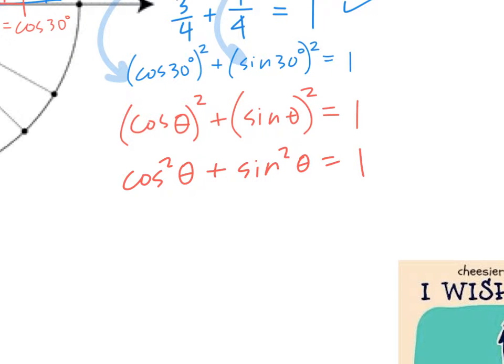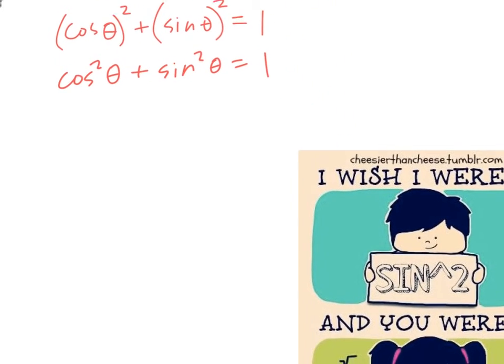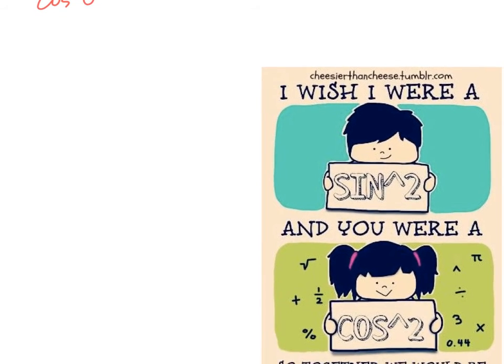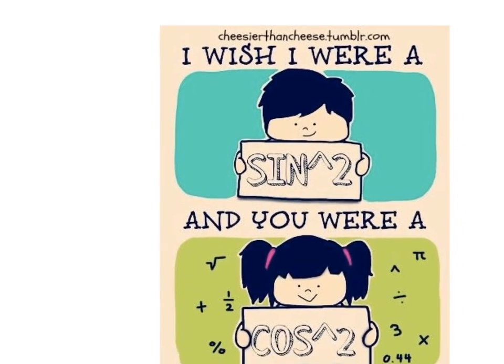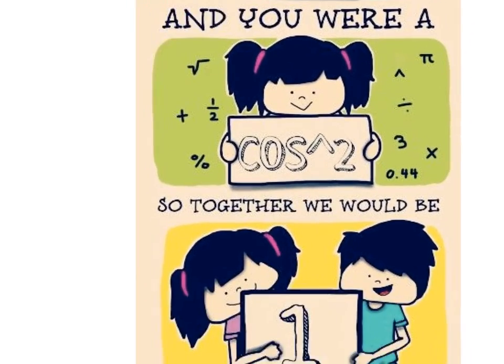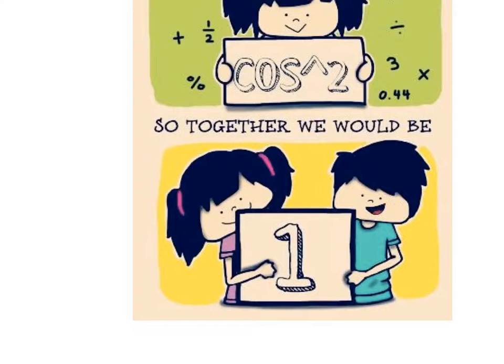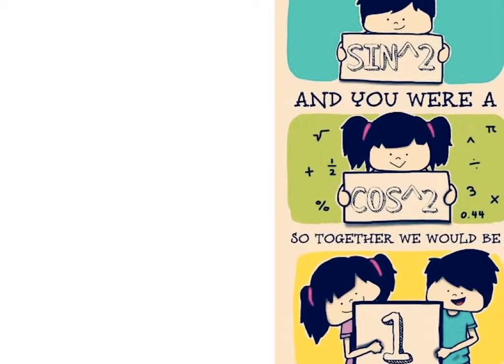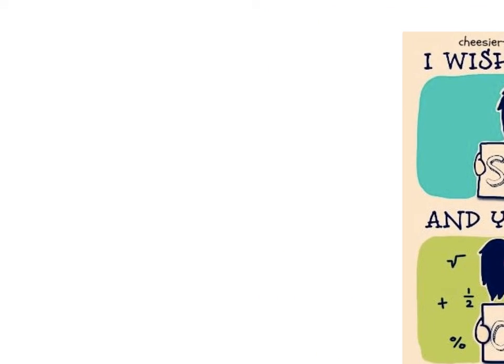So essentially what you're going to see in your math book is cosine squared theta plus sine squared theta equals 1. So I have a little comic here, it's like a very nice romantic comic. I wish I were a sine square and you were a cosine square. So together we would be 1. So cute. You guys can give it to your potential mate.